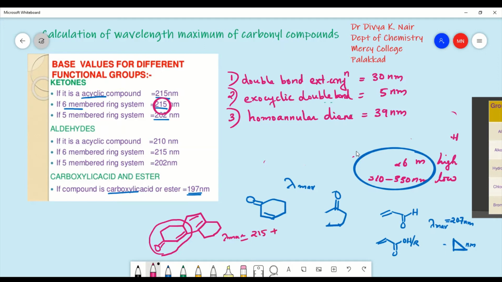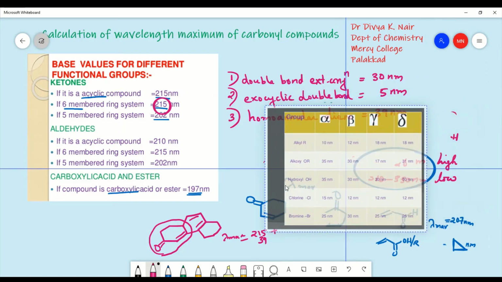Now if you are seeing over here, this diene is present within the same ring. Two double bonds are on the same ring. So here you have to add 39 into it. Other things are also there along with this 39 nanometer. So this is about the additional contribution. Now some more things are there depending upon the substituent present. So let me show you what are those things.